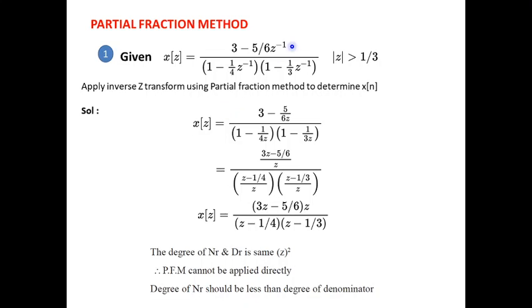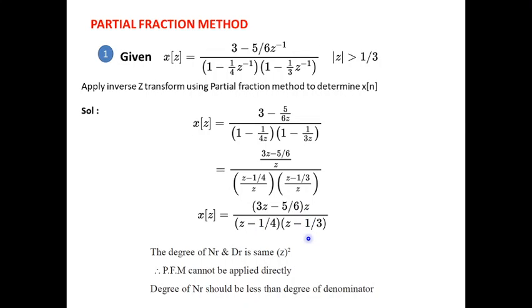So X of z, in the place of z inverse, it is given as 1 by z. So substituting and then taking z as common, simplifying, we get our expression X of z equal to (3z minus 5 by 6) into z divided by (z minus 1 by 4) into (z minus 1 by 3). Only when we get in terms of factors, we can identify what are the poles. So now we have to apply partial fraction.